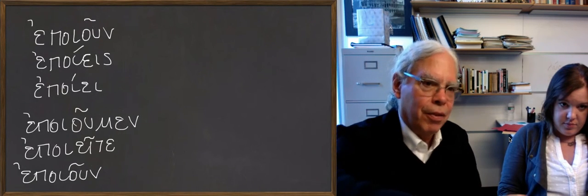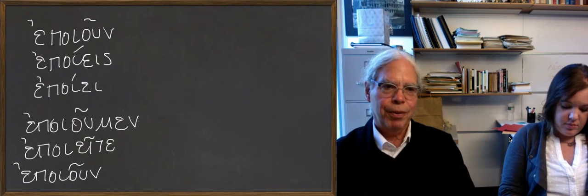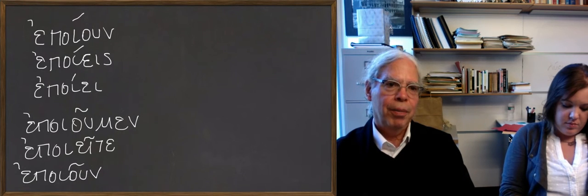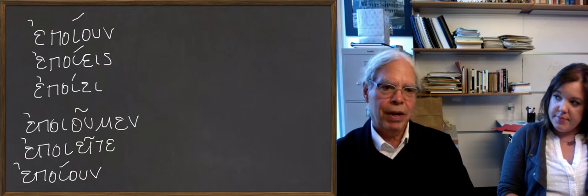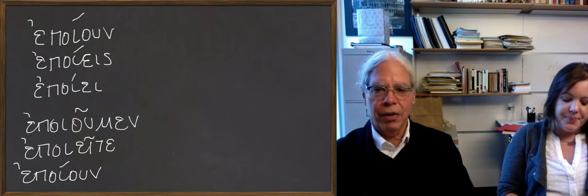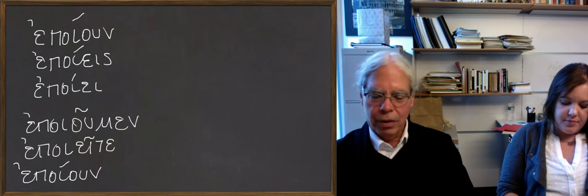You're going to have a circumflex over the iota in the first person singular and in the third person plural. An acute, rather, over the O-I. Epoioun in both of those forms. Because you can still have recessive accent when it wasn't on the contracting vowel, as you can see in the one where the ending is a long vowel.